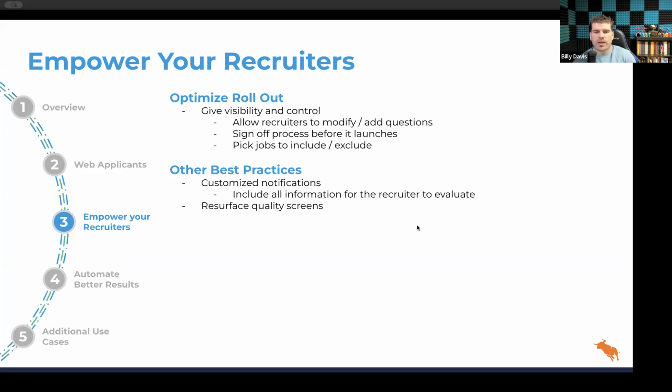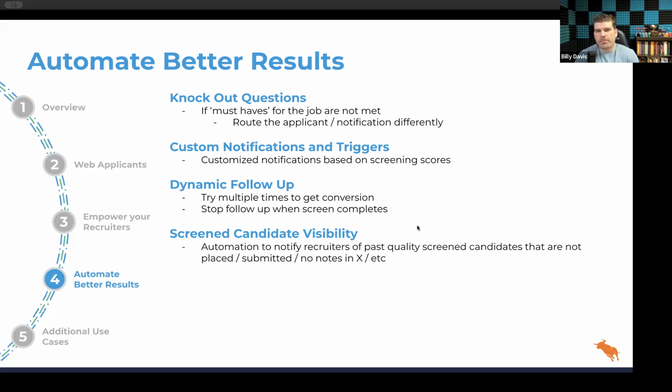So next section is around some ways you can use automation to get better results. I've seen knockout questions deployed, especially in the chat portion of the survey, utilized for must-haves for the role. If those must-have requirements aren't met, you can use that as a trigger to route the applicant, notify recruiters differently, et cetera. It could be a great way to sift and sort up front.